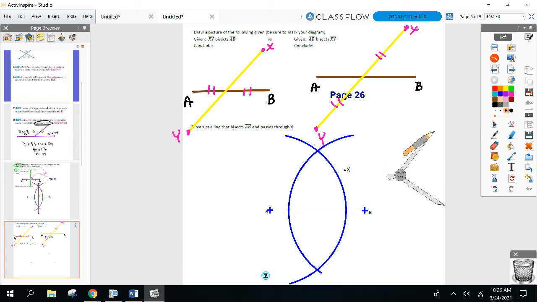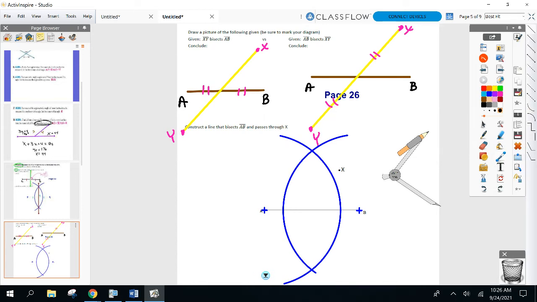So there it is. Some of you may draw the line in, that's fine, but that's not the one I'm looking for. Here's another option. If you don't want to draw the line in, line up your straight edge and mark the midpoint on AB. That's your call.